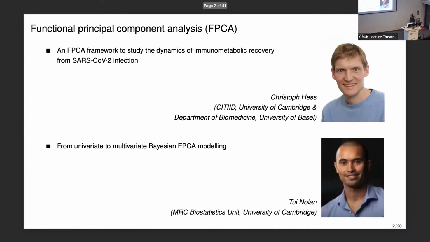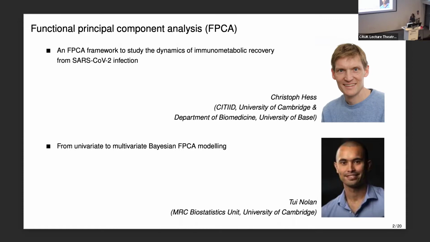The central theme of this talk is going to be functional principal component analysis, or FPCA, which is a tool that's becoming more and more relevant for biomedical research since longitudinal data sets really multiply now. But before I tell you more, I'd like to say that I'm going to present two items.